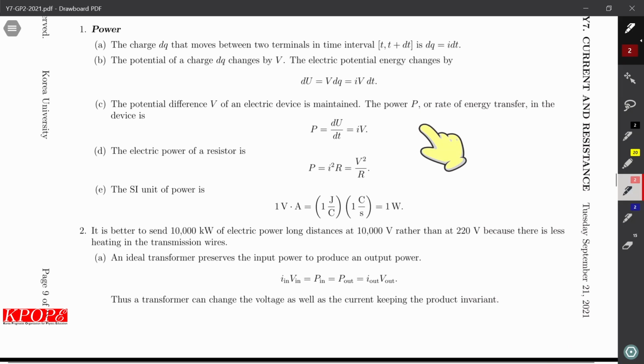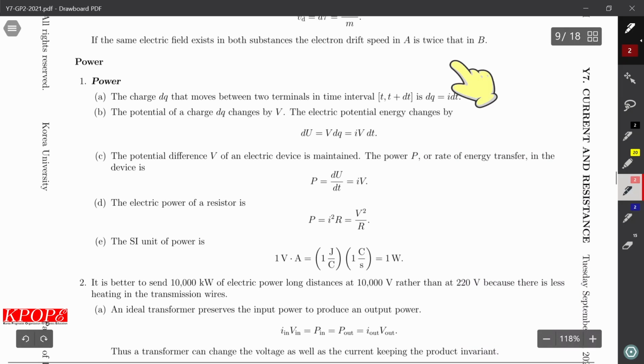Next, we consider power. Power is work per unit time.